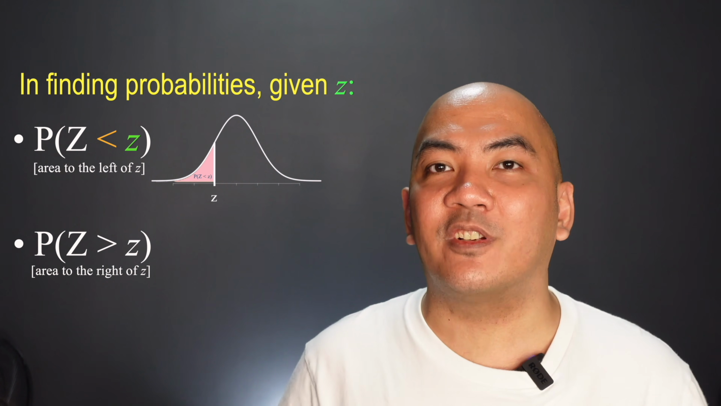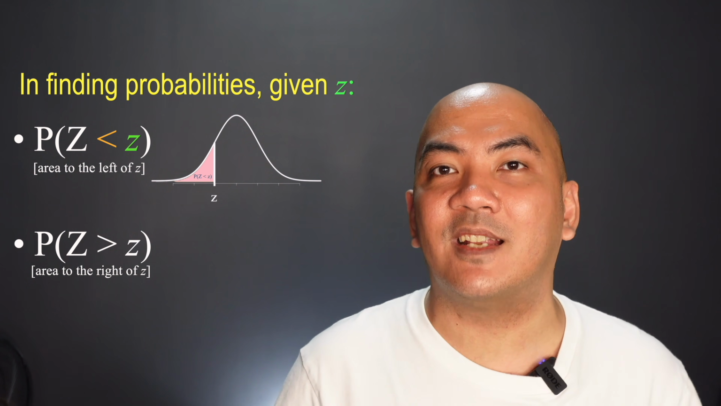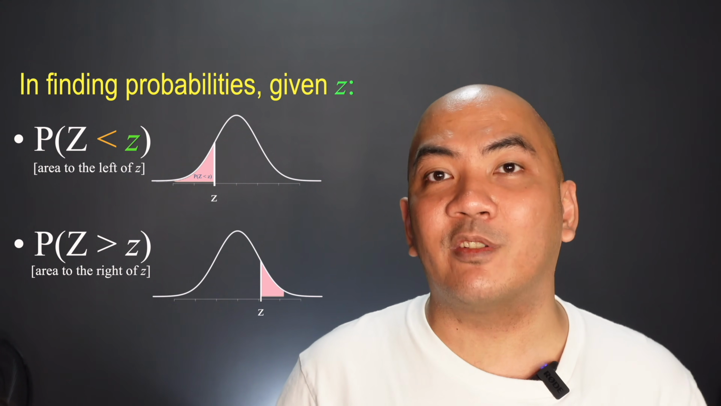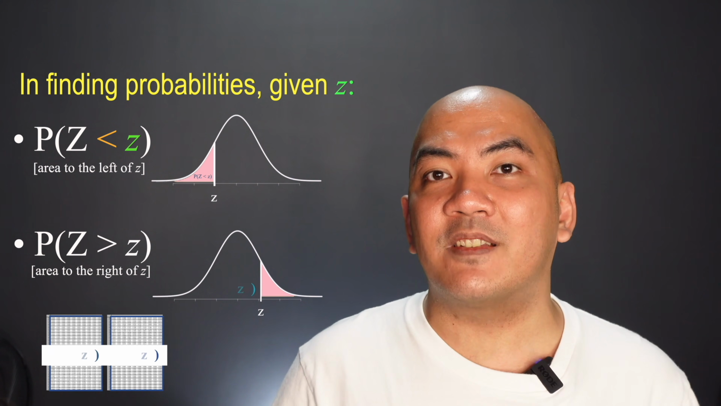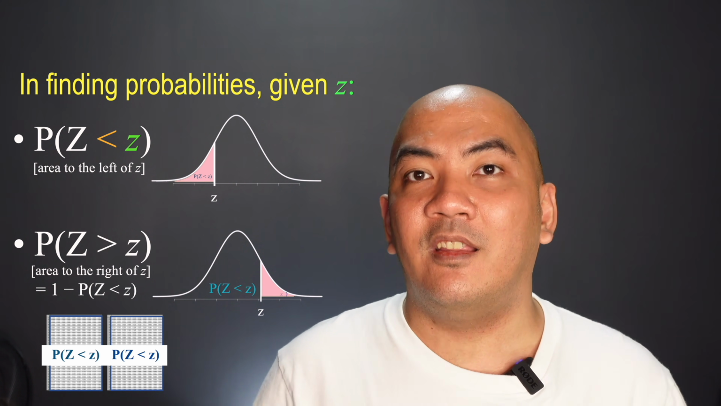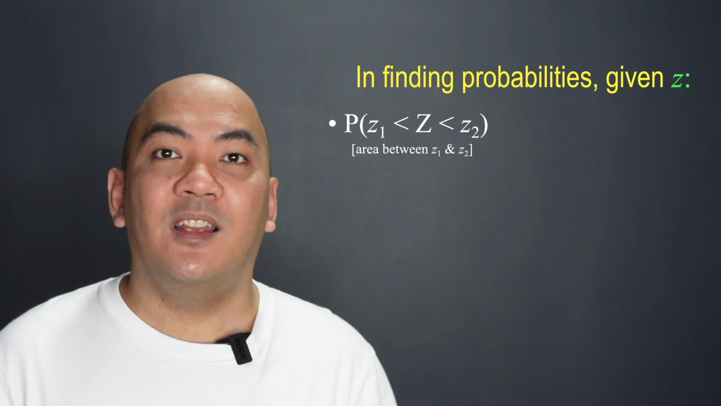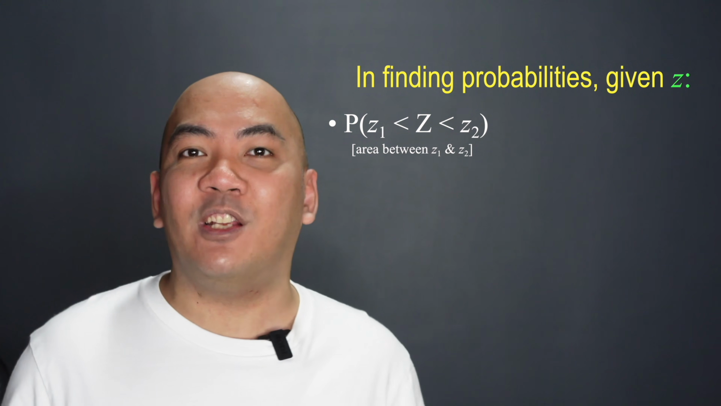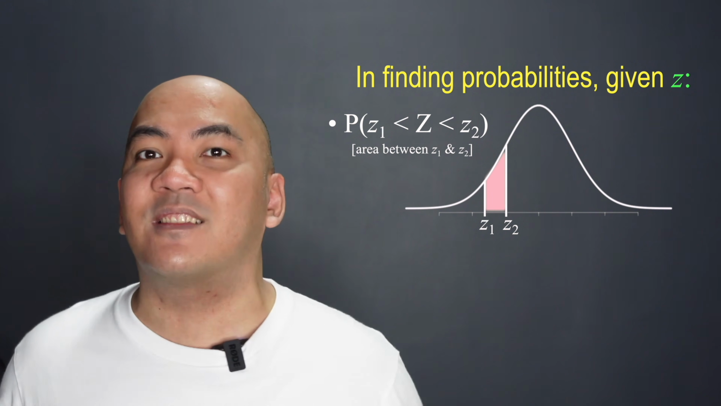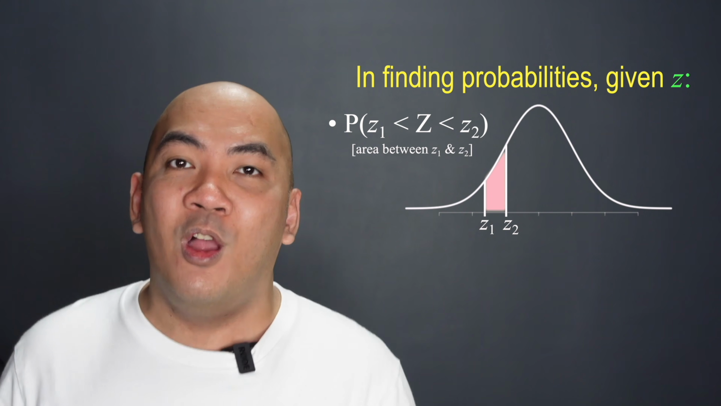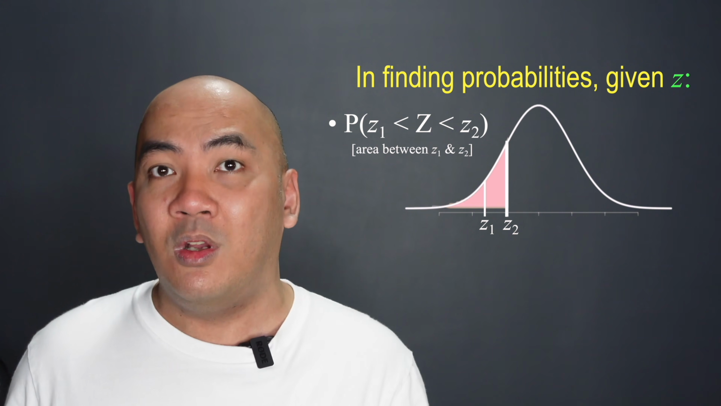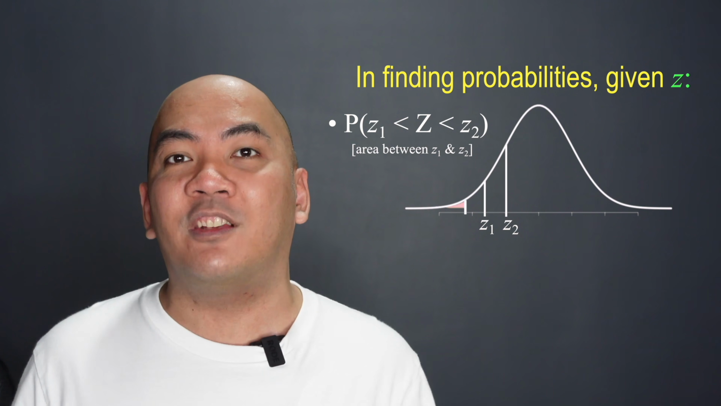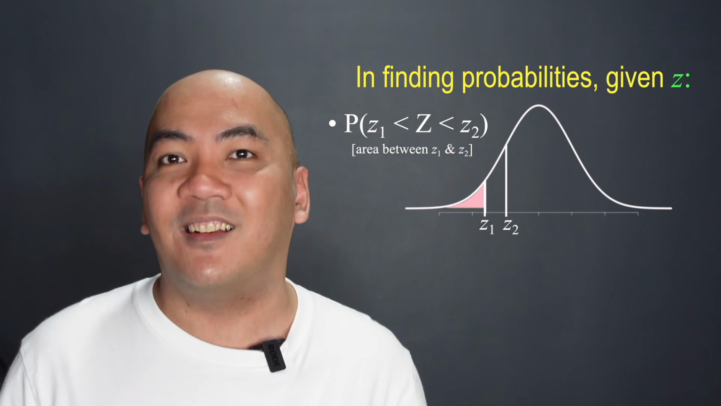On the other hand, if you're trying to find the probability of standardized random variable z to be greater than a specific value of z, take a look at the table, that gives us the cumulative probability, then subtract it from 1. And when you're asked to find the probability of z to be between two values, let's say z sub 1 and z sub 2, all you have to do is to find the cumulative probability of z sub 2 and subtract it with the cumulative probability of z sub 1.